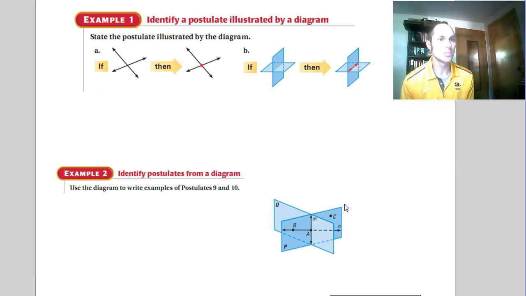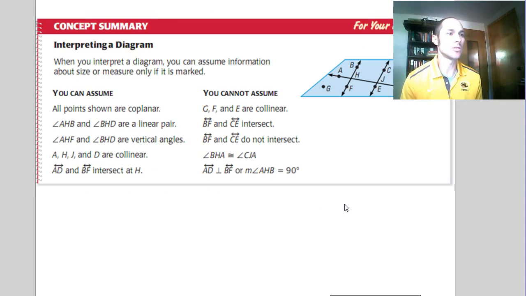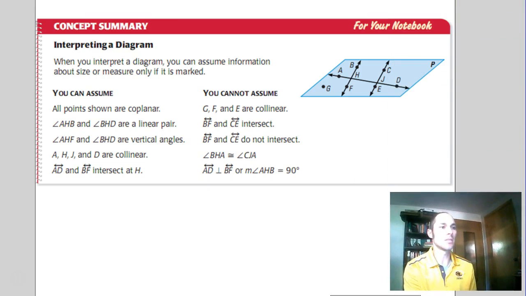So those are some of the postulates. A postulate is something that doesn't need to be proven. It's just a rule that's accepted. It kind of goes along with our definitions of points, lines, and planes that we'll refer to throughout the year. Let's take a look at a diagram once again and how we can interpret that. We've talked about this a little bit before, what we can assume and what we can't. When we interpret a diagram, we can assume information about size or measure only if it is marked.